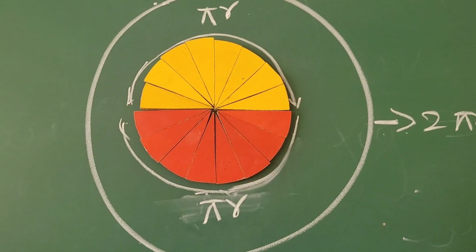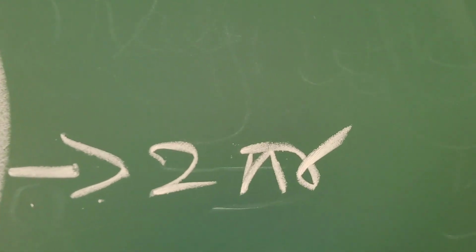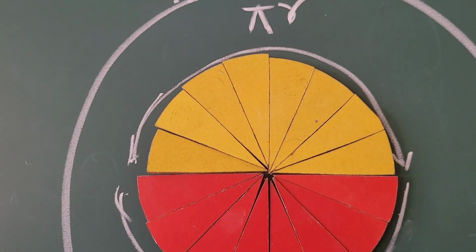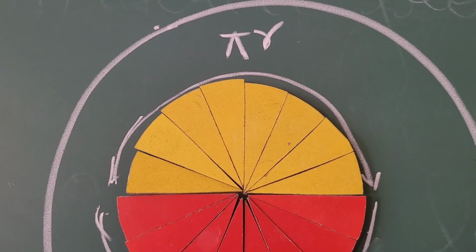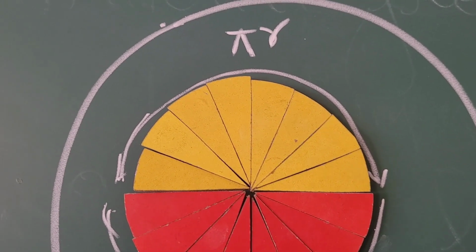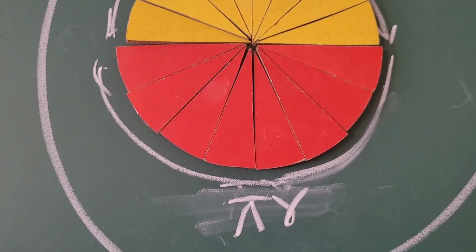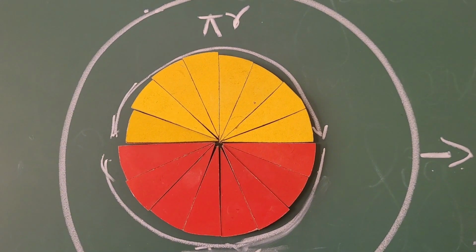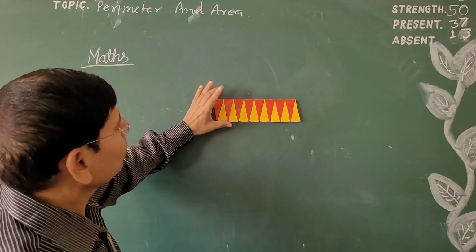We know very well that the total circumference of the circle is 2 pi r. So half part, the yellow part, the length of the boundary, that is half the perimeter of the circle. This is pi r, and red is also pi r. Now we arrange this circle into the rectangular form. Let us see.